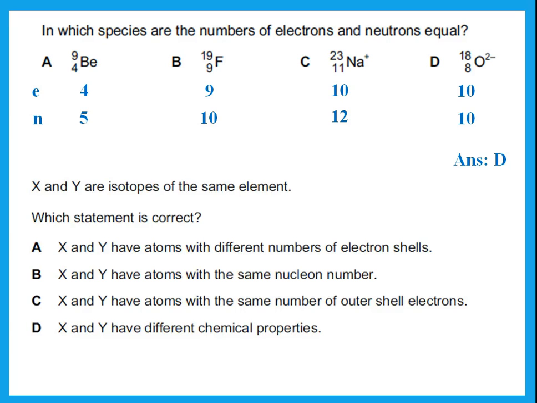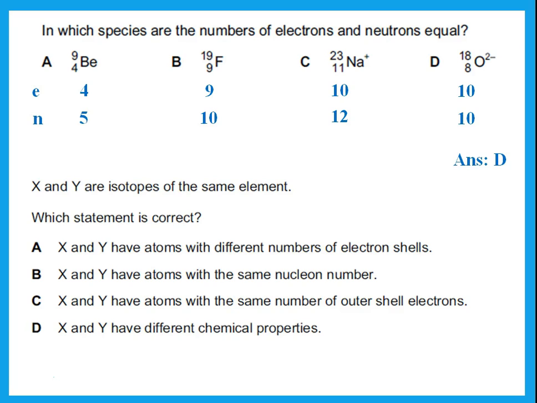Okay, X and Y are isotopes of the same element. Which statement is correct? We said if they are isotopes. Now, that means, let's take the choices. X and Y have atoms of different number of electron shells? No, actually, because they will have the same atomic number, the same number of protons, same number of electrons, so same number of shells. Choice B, X and Y have atoms with the same nucleon number? No. That is the definition of isotopes. They should have the same atomic number, but different nucleon numbers.